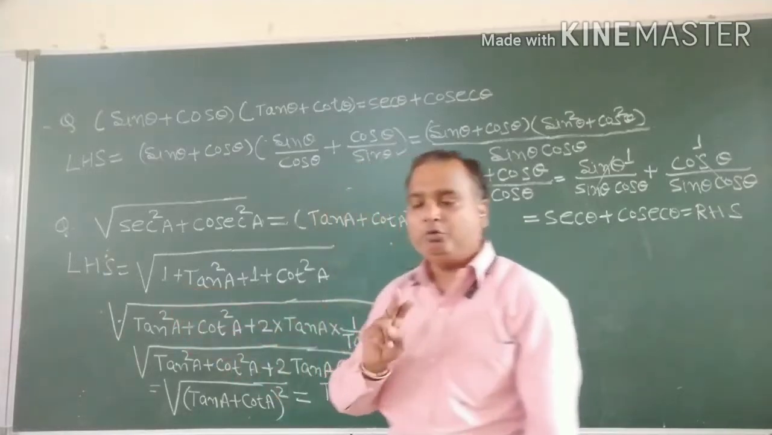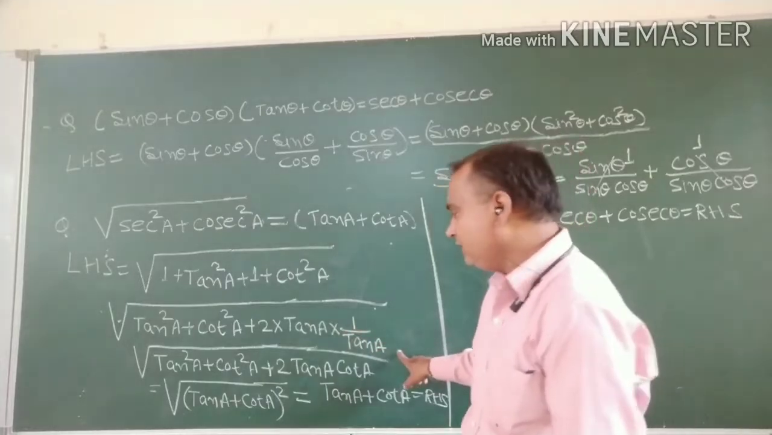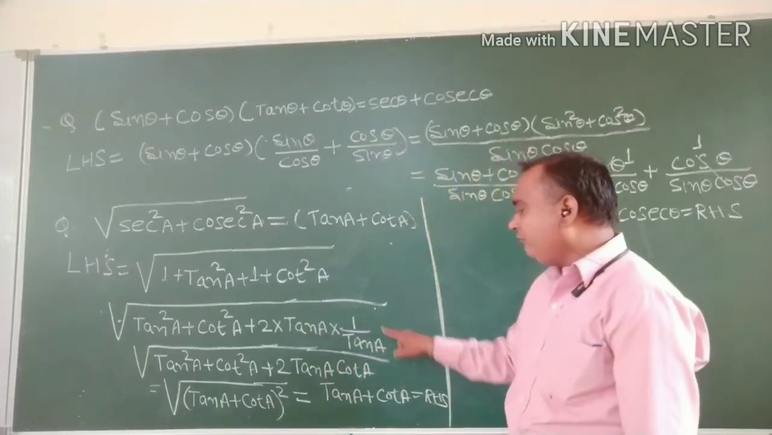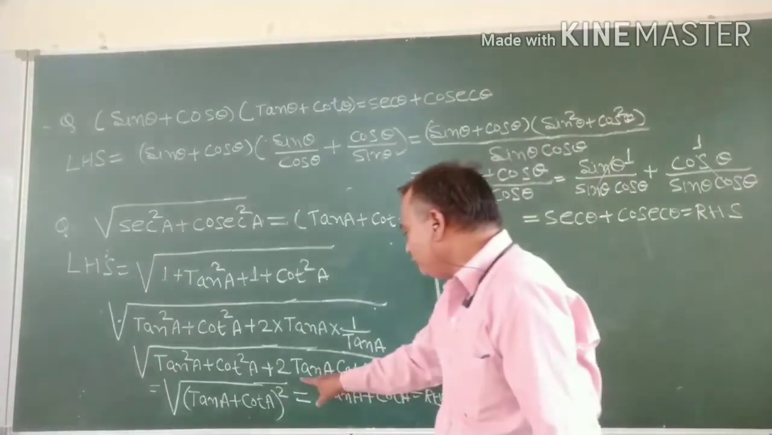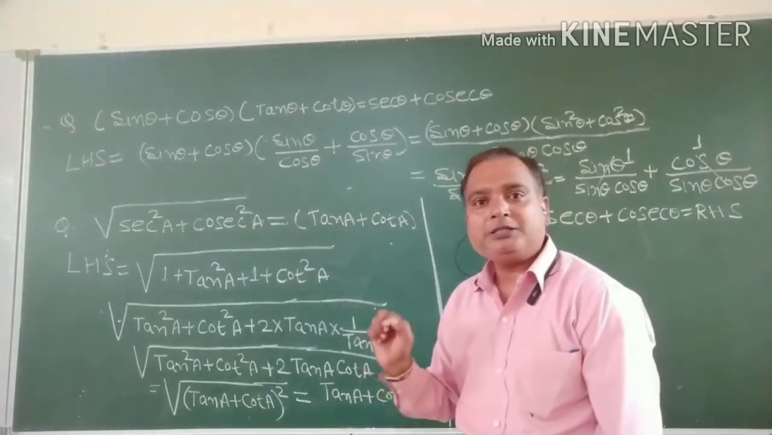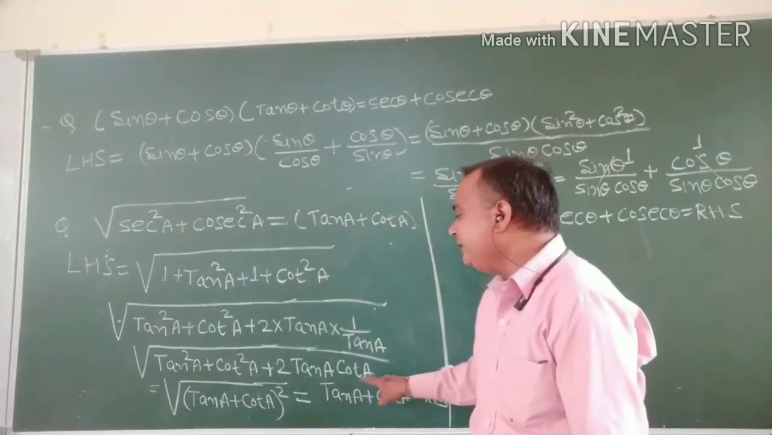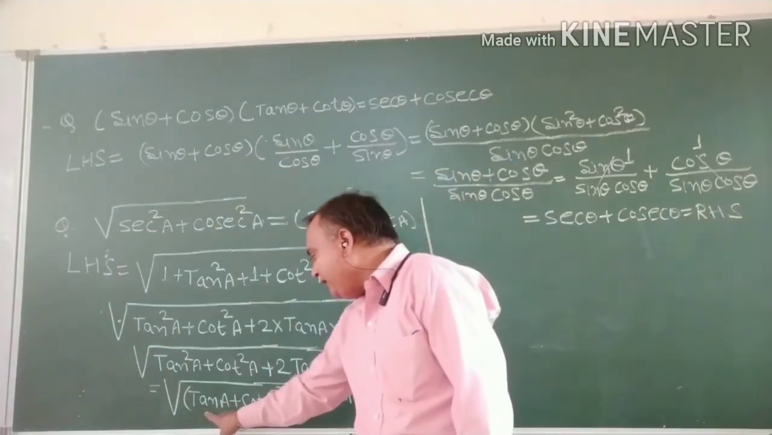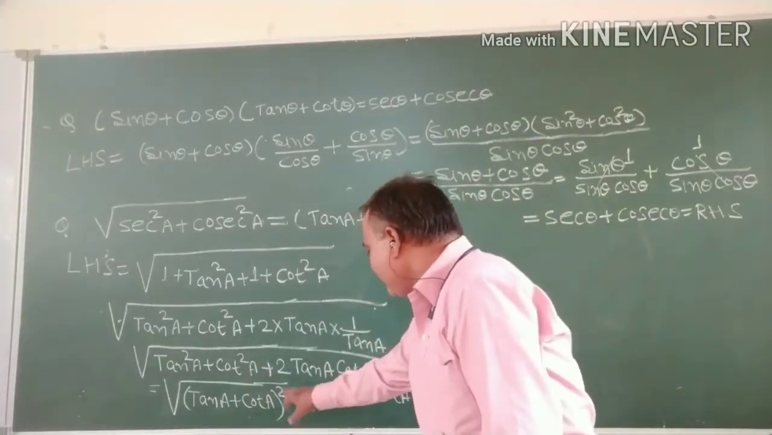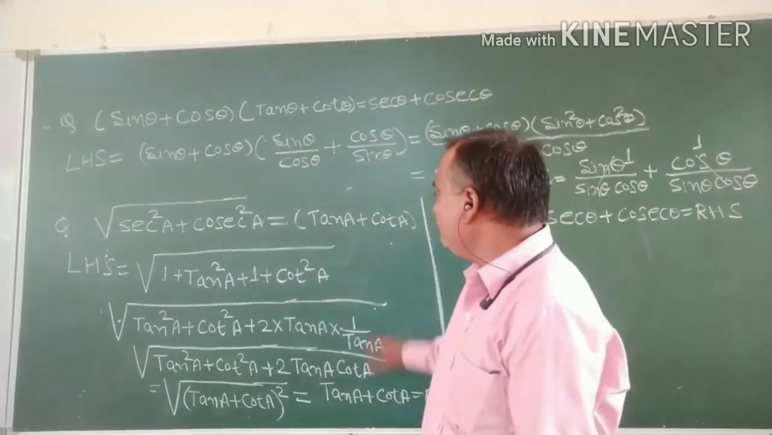Now 1 plus 1 is 2. So we can write 2 into tan a into 1 upon tan a. Now tan square a plus cot square a, 2 into tan a. We know that 1 upon tan a that is cot a. So 2 tan a cot a. Now it looks like a square plus b square plus 2ab. So we can write under root tan a plus cot a whole square. When we take the under root, the square and root power will be cancelled out. So the remaining terms that is tan a plus cot a equal to RHS.